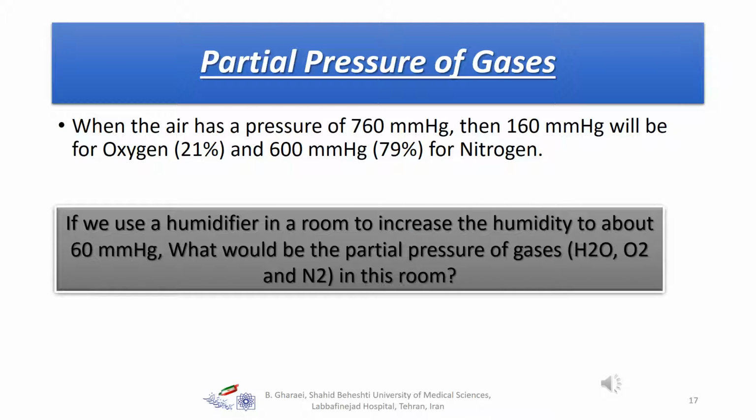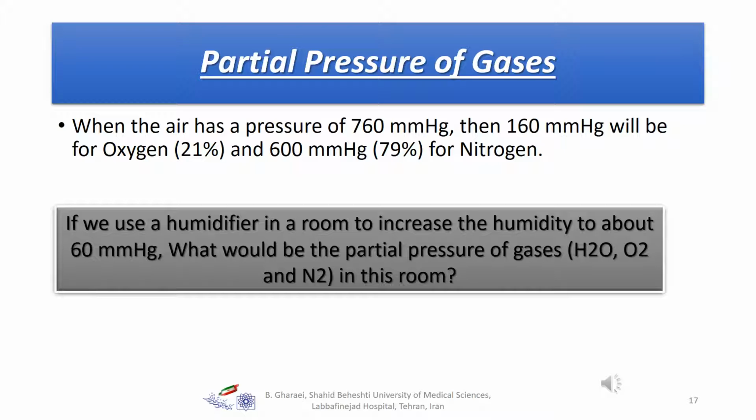Okay, in this slide, we come to an actual situation. We are continuing our discussion over partial pressure of gases. We saw Dalton's law in a diagram. Now we come to an actual sample. When the air has a pressure of 760 millimeters of mercury, then 160 millimeters of mercury will be for oxygen, which consists of 21% of air, and 60 millimeters of mercury, which is 79%, for nitrogen.